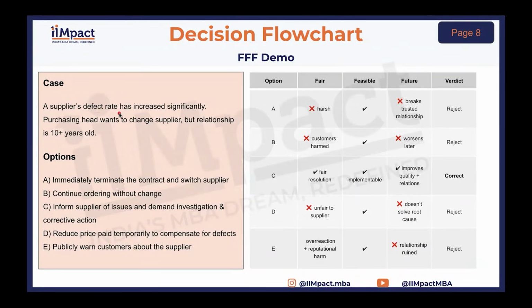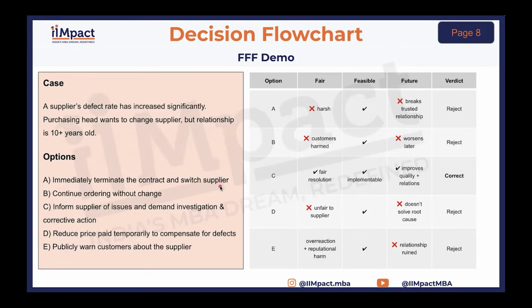that the defect rate is high and you would want to have it on the lower end. The purchasing head wants to have a lower defect rate. An additional piece of information is that the relationship is 10 plus years old. So let us look through the options. Immediately terminate the contract and switch suppliers.